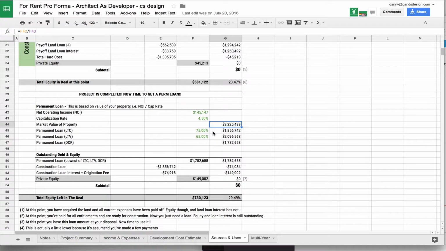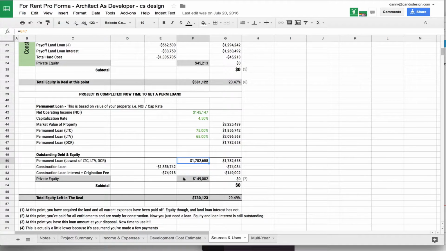So you'd go to the bank and you'd say, hey, I'd like to get a permanent loan for this project. They'd say, okay, well, the project is worth $3.2 million. We'll either give you a permanent loan based on cost, value, or your debt coverage ratio. In this case, the least of the three, which is the debt coverage ratio. So here's your permanent loan of $1.78 million. But your construction loan was 1.856.